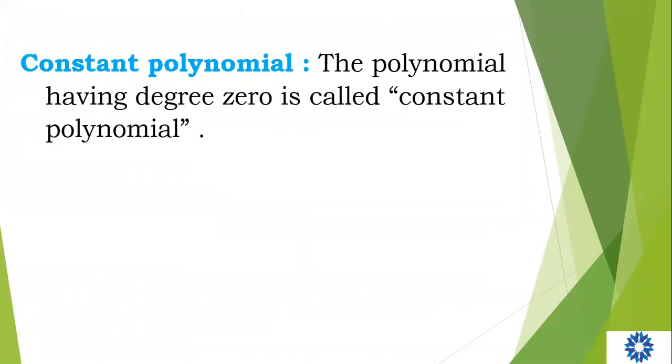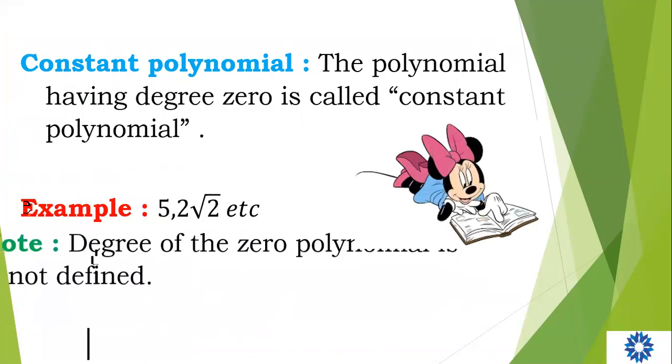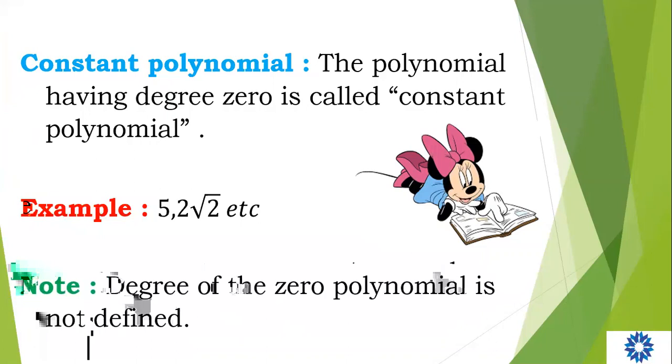Constant polynomial. Already we discussed, constant polynomial means numbers. The polynomial having degree 0 is called a constant polynomial. Example, just numbers. Degree of the zero polynomial is not defined, meaning there is none.